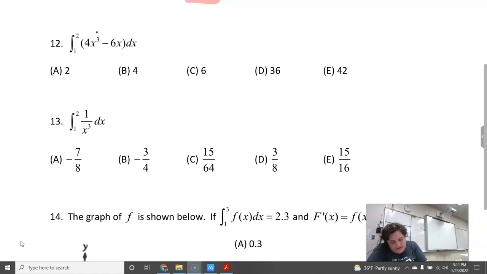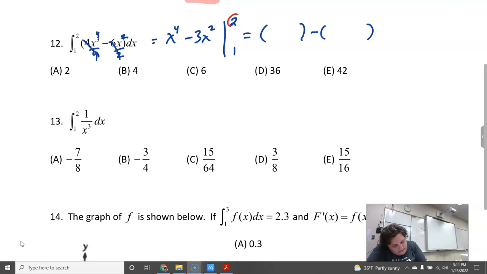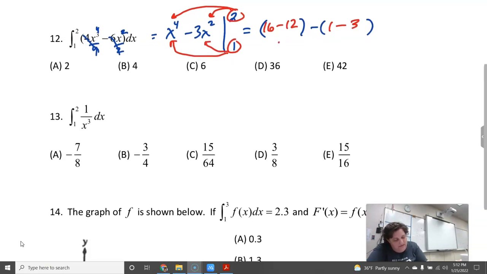All right. This goes x to the 4th over 4 and crosses out. This goes x squared over 2. There's no plus c because I'm evaluating it from 2 to 1. When I plug in 2 to the 4th, that's 16. 2 squared is 4. 3 times 4 is 12. And then when I plug in 1, 1 to the 4th is 1. 3 times 1 is 3. So I get 4 minus -2. So that's 4 plus 2, so that's 6.